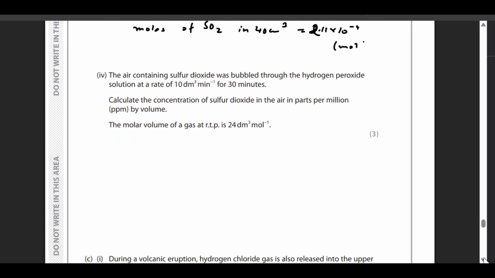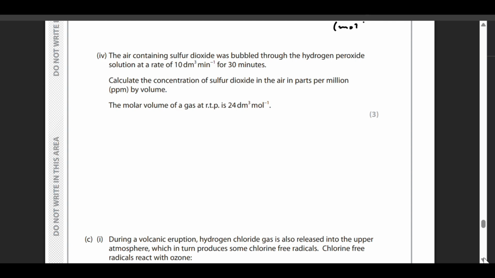Now, the air containing sulfur dioxide was bubbled through hydrogen peroxide solution at a rate of 10 decimeter cube per minute for 30 minutes. Calculate the concentration of sulfur dioxide in the air in parts per million by volume. Okay, so you need to calculate the concentration of sulfur dioxide in air in parts per million.